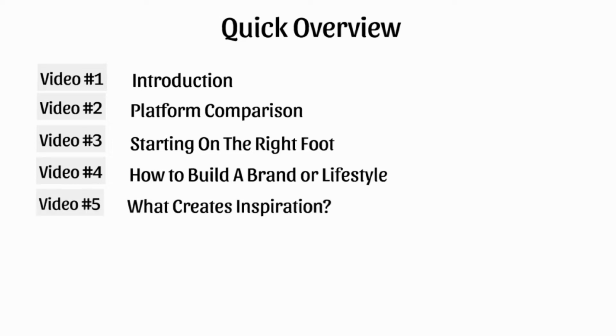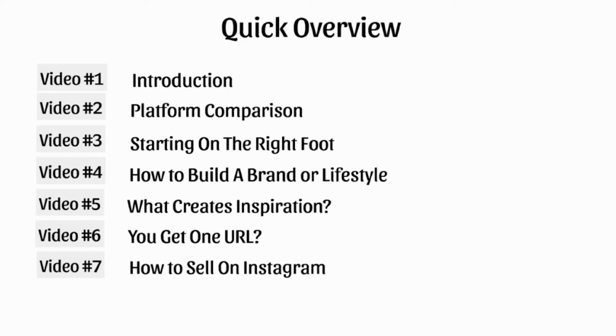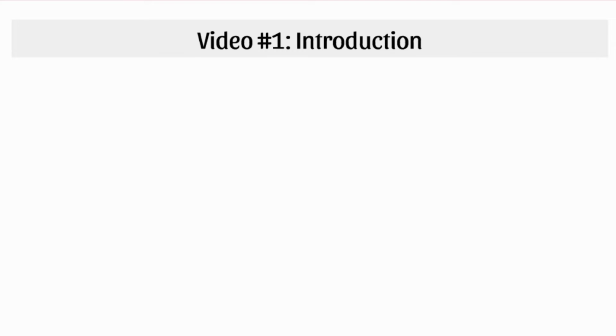Video number 5 is what creates inspiration. And it'll make more sense in just a minute. But video number 6, we're going to talk about how you get one URL. With Instagram profiles, you can't really put the link in all of your posts like Facebook. It's just one URL. So how do you make money with that? We'll talk more about that in the later videos. Video number 7, we're going to talk about how to sell on Instagram. Video number 8, we're going to talk about sponsored posts and how you can make money with that as you grow, and how you can use that to actually build your Instagram profile literally overnight.